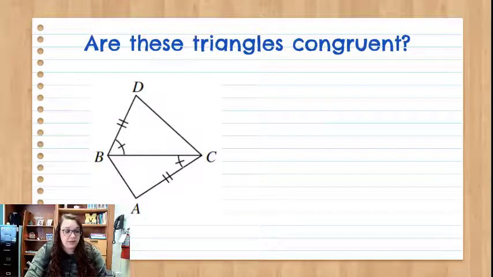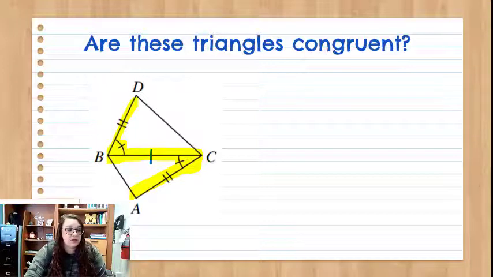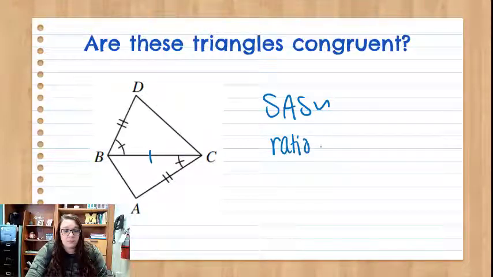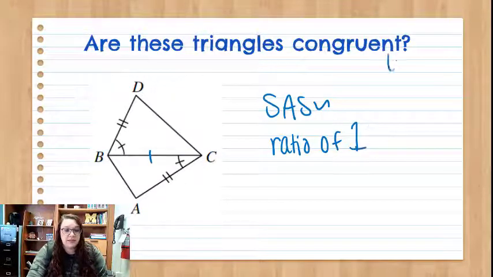Here's another one. We were given a set of angles. We also have a set of sides, and we also have BC, which is in each of them. I can mark it congruent to itself. So if I go around the triangle, I have side, angle, side, side, angle, side. Yes, these are similar triangles for sure. So I could say that they're similar by side-angle-side. And then we also have a shared side. Since BC is in each of them, they have a ratio of 1. So yes, they are congruent.